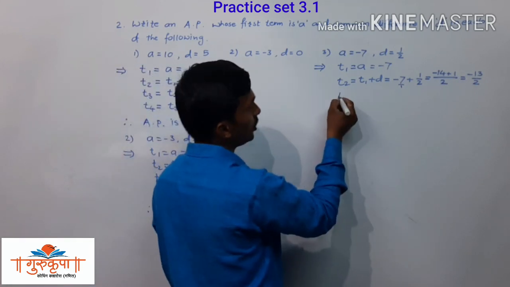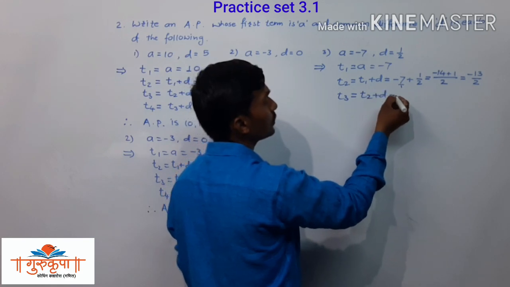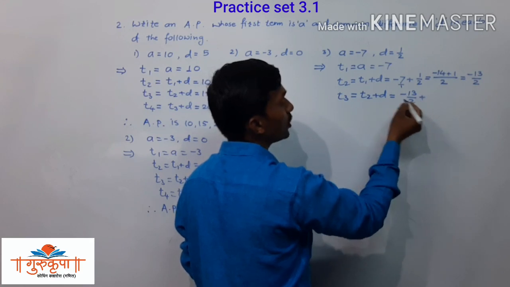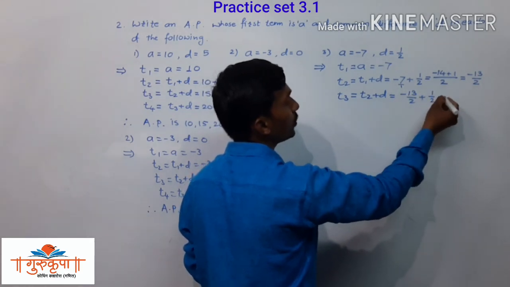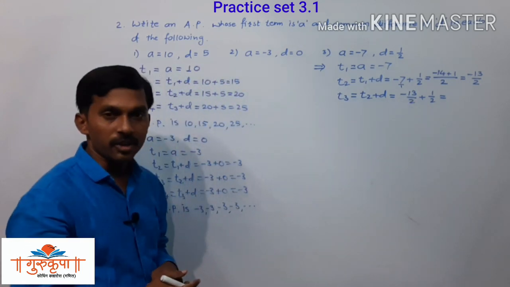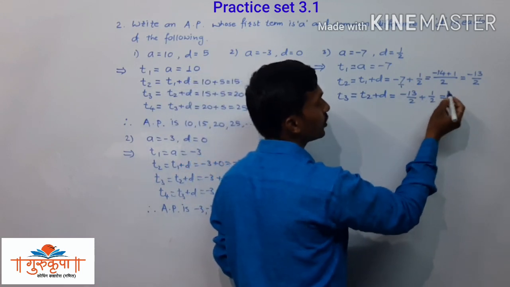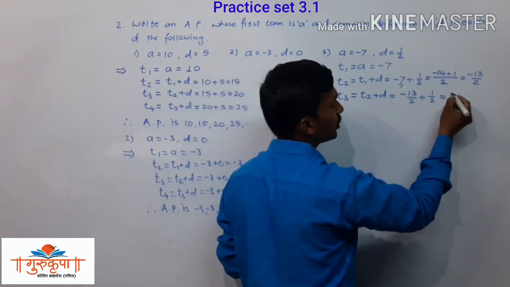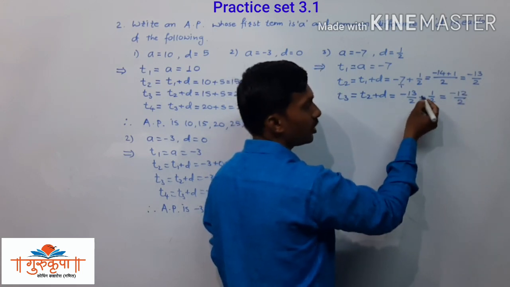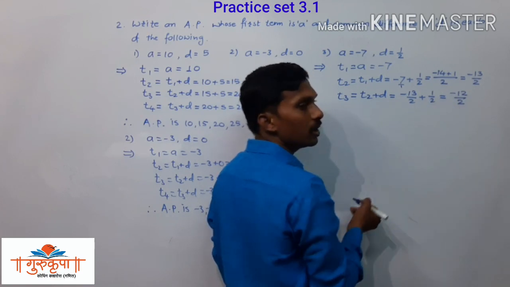Now here we have to get T3. How to get T3? It is too easy. T2 plus D. T2 is minus 13 upon 2 plus D is 1 upon 2. It is too easy. Already the denominators are same, so we can directly take the subtraction, minus 13 plus 1. Minus 13 plus 1, that is minus 12 divided by 2, since the denominator is same, so we write 2 only.